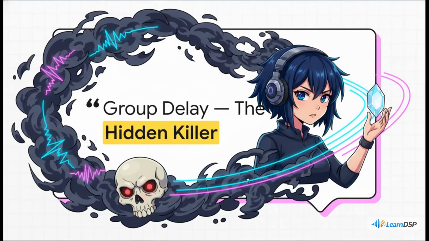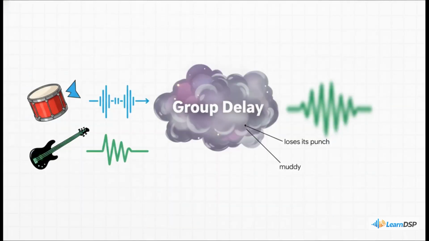This brings us to another really critical idea, something that's tied directly to all this phase stuff. It's called group delay, and honestly, it can be the hidden killer of a tight, punchy sound. So what is it? Well, group delay is basically just a way to measure how much time different frequencies experience as they go through a system.